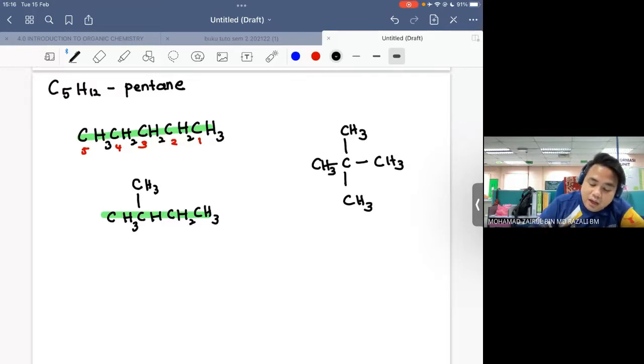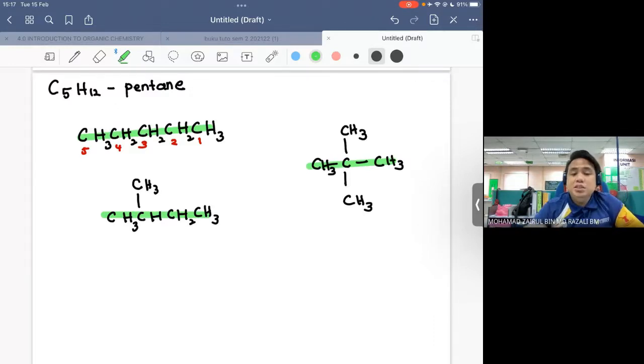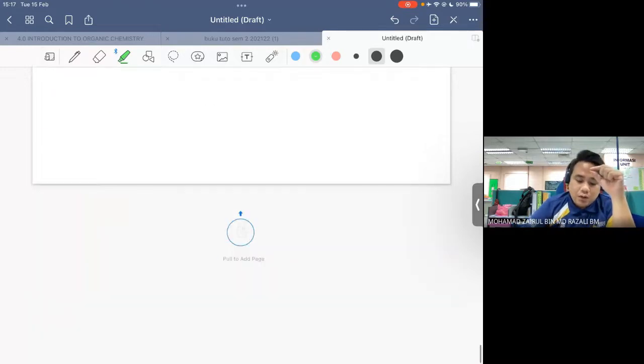Now, if we further shorten the carbon parent tu from 4 into 3, relationship between these 3 ni adalah chain isomer. Reason dia sebab apa? Sebab we shorten kan parent chain tu. Okay, chain isomer ni dia bukan je ada dekat open chain alkane. Chain isomer juga dia boleh ada dalam cyclic compound.